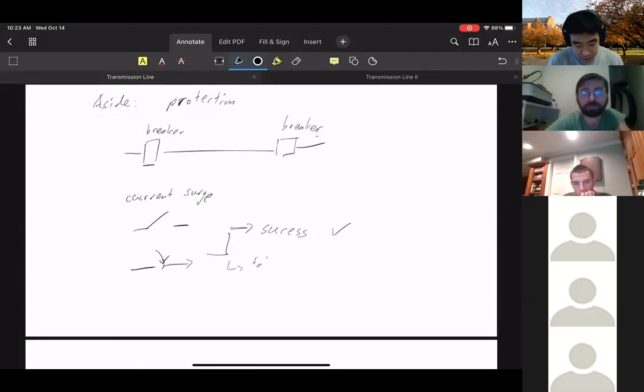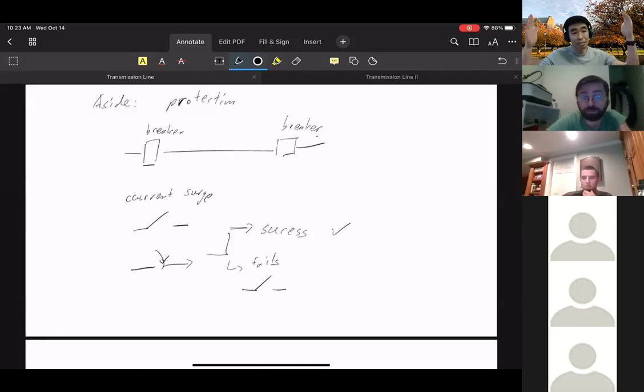If this fails a couple of times, you can code this into the protection. This opens, and you have to close it manually. Somebody has to close it manually. You see this kind of flicker. It's like your switch is trying to close. Sometimes it can, sometimes it can't. So pretty much it'll shut, and if there's still a current surge, it'll open back up again.